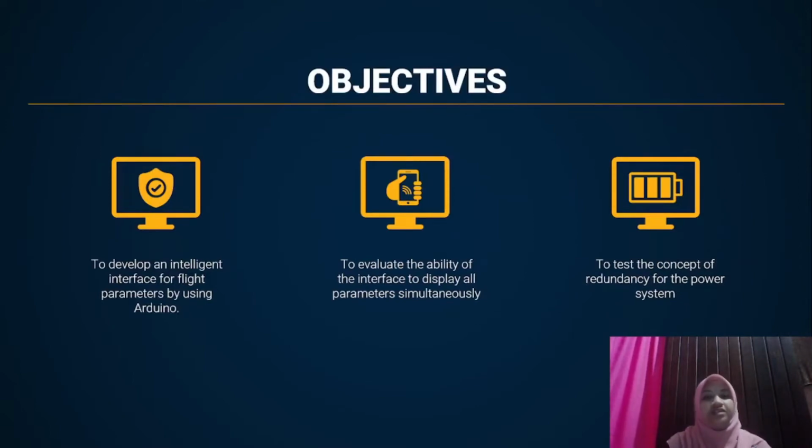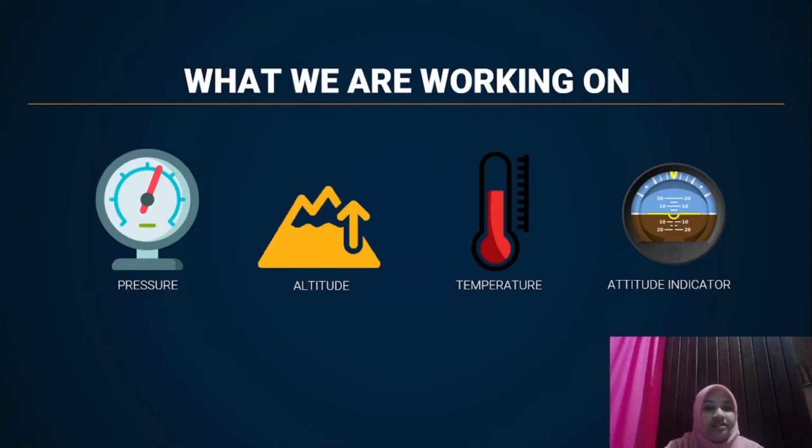The first one is to develop an intelligent interface for flight parameter by using the Arduino. The second one is to evaluate the ability of the interface to display all parameters. And the third one is to test the concept of redundancy for the project for the power system. These are the parameters that we would like to measure, which is the pressure, altitude, temperature, and also altitude indicator.